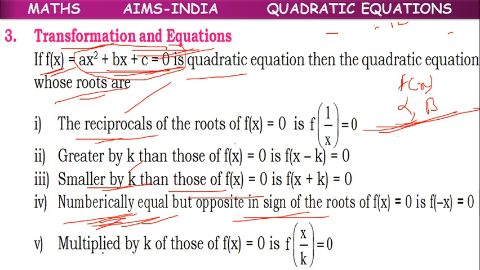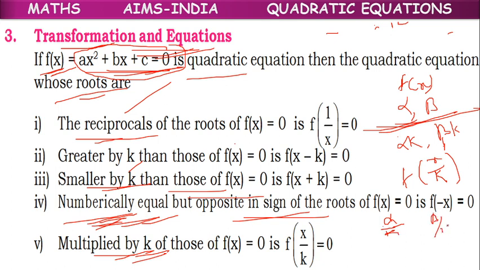Next one. If roots are multiplied by k, means alpha k, beta k, then what will be the equation? Opposite to multiplication, means coefficient. F of x by k. Or if roots are divided by k, alpha by k, beta by k, then what will be the equation? Multiplication. F of kx.